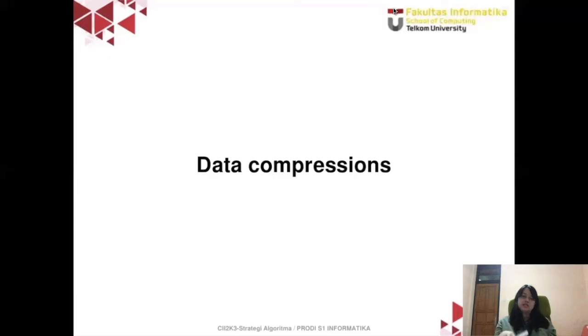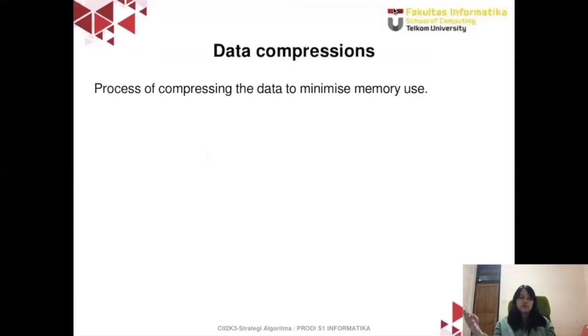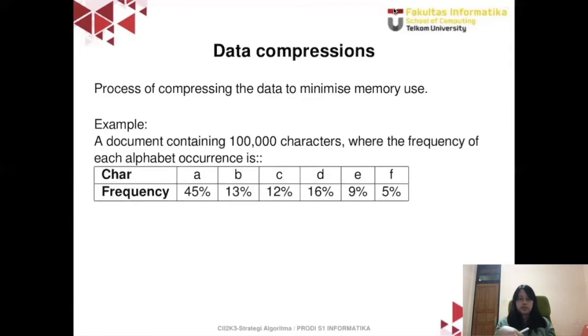The next one is data compressions. Data compressions itself is a process of compressing the data to minimize memory use. For example, if we have a document containing 100,000 characters, where the frequency of each alphabet occurrence is like this, so A occurs in the document as many as 45,000, so it is 45%, and so on until F occurs only 500 times, which means 5%.